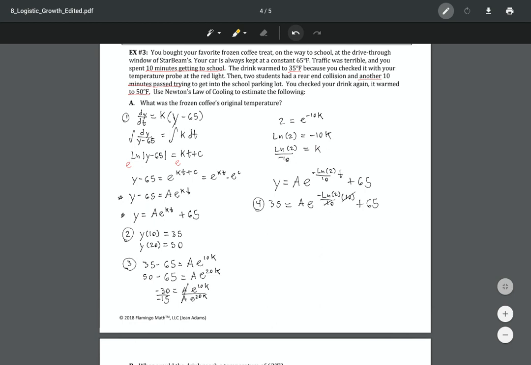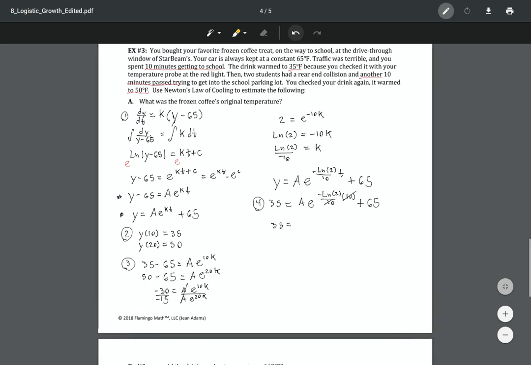So now all of this is some kind of constant. So I have 35 is equal to, let me see if we understand one another here. The natural log of 2, that negative, I can bring it to the top of this as a power.